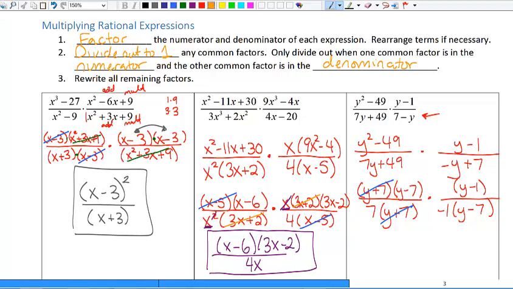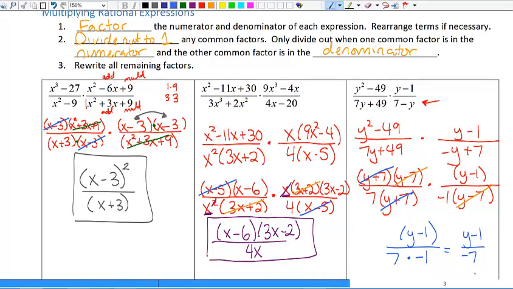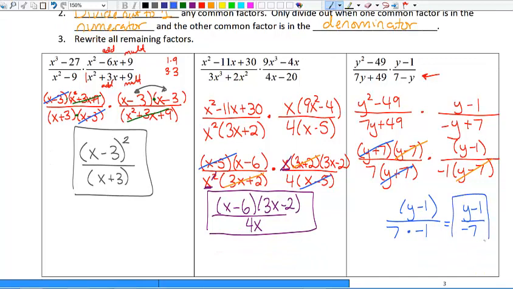Using a different color, I have y minus 7 and y minus 7, one in the top and one in the bottom. And I think that's it. So what do I have left in the top? Y minus 1. And in the bottom I have a 7 and a negative 1. Well, let's clean that up a bit and do y minus 1 over negative 7. Even though that's an okay answer, another way you can write it is to put the negative out in front, which is probably a little bit more accepted.